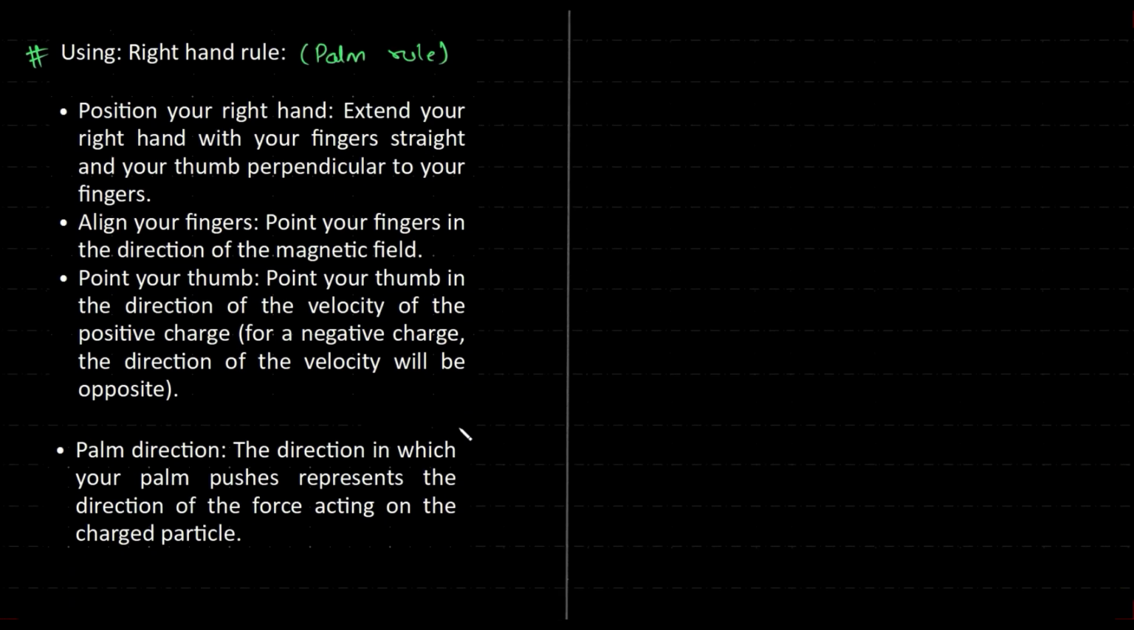Next, let's look at the palm rule. The diagram of this will be quite simple actually. Here we are using the right hand. Remember that. Extend your right hand with your fingers straight and your thumb pointing perpendicular to your fingers. So basically this. Very simple diagram. This is okay. Align your fingers, point your fingers in the direction of the magnetic field. So my hand will go that way. Point your thumb.